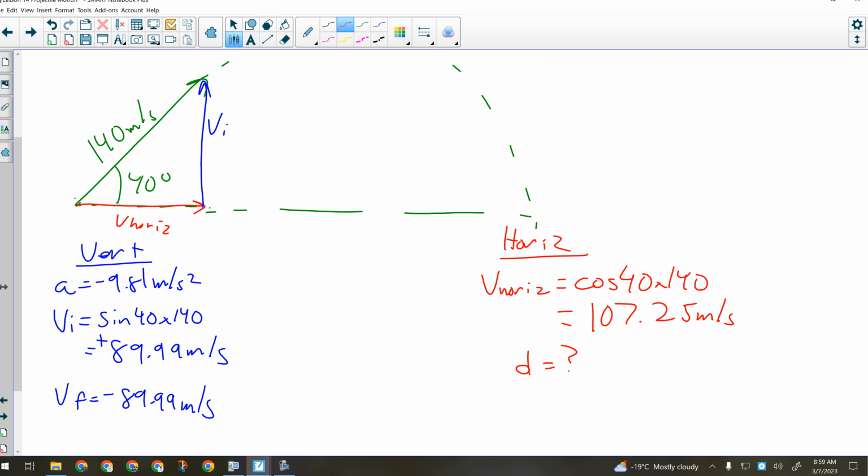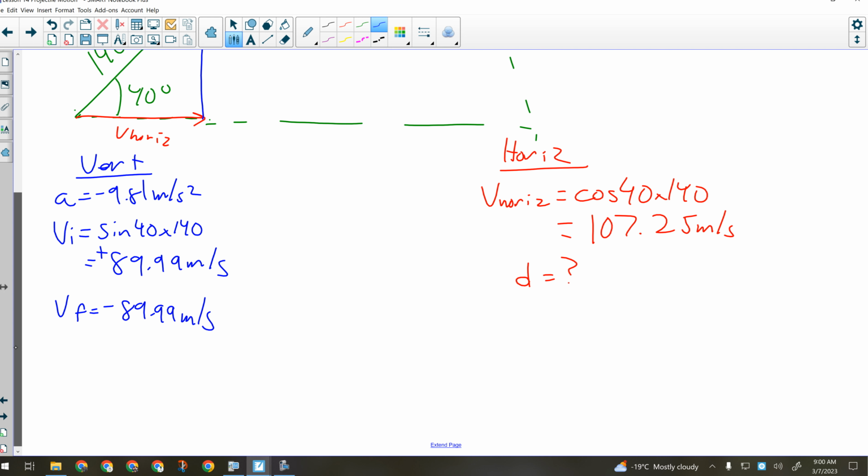All right, so to start off with, I'm trying to find the horizontal distance traveled. What do I not have that I need? Time. Seems like that's what we always need. So I'm going to go back to my vertical information and calculate it with that, because I've got VF, VI, and A, which means I can use this formula. I just have to manipulate it for T. So T will be negative 89.99 minus positive 89.99, divided by negative 9.81.